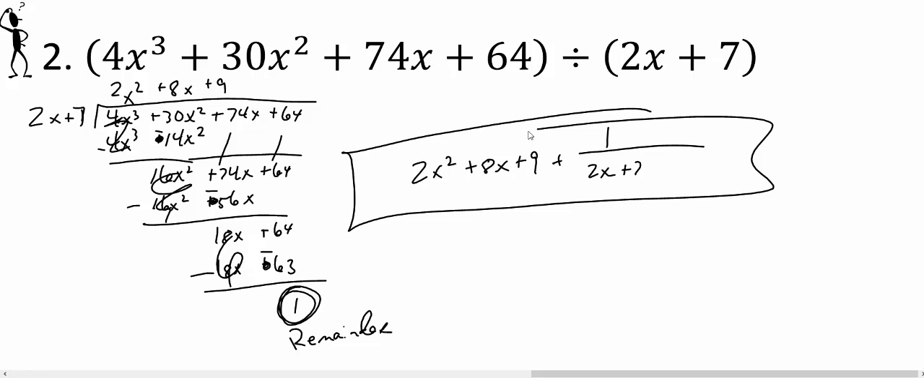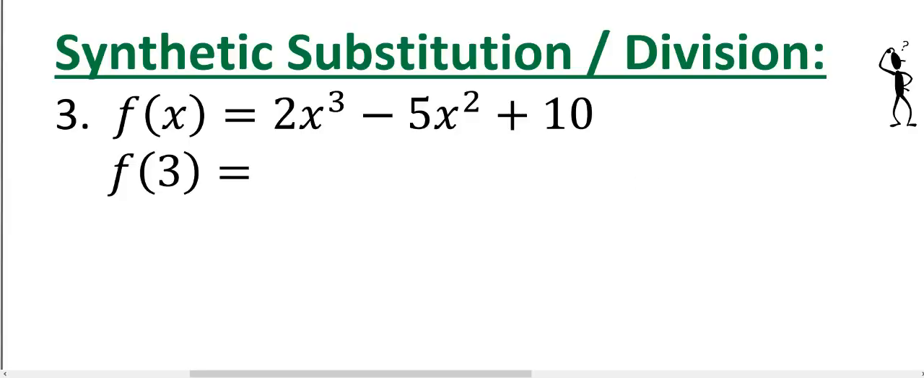That is your answer there. Hopefully that's enough practice for long division. We're going to now move on to something different. Okay, synthetic substitution, synthetic division. This is actually pretty cool.